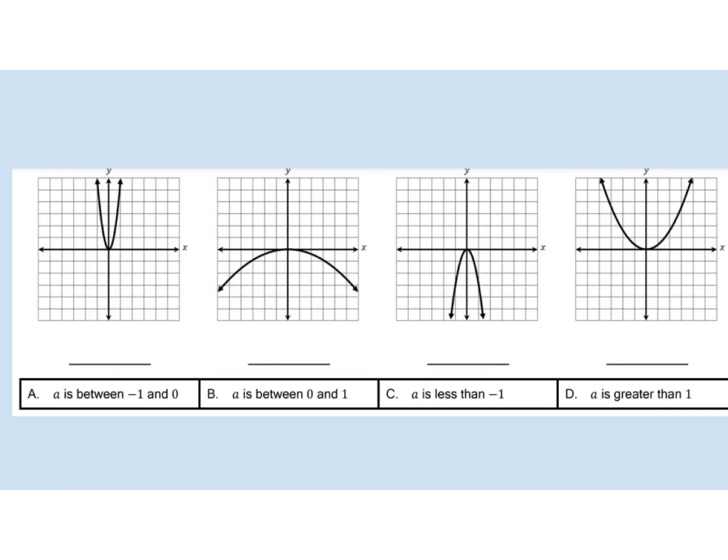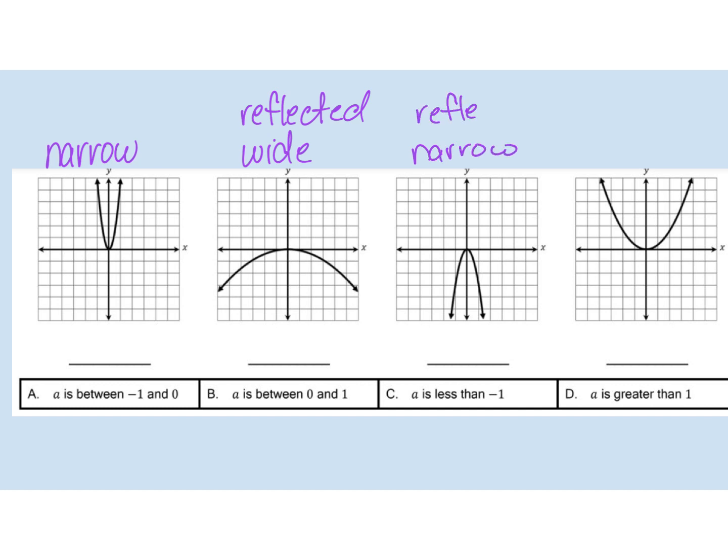All right, so now let's talk about the fact that graphs can be wide or narrow and what all this means. So I'm going to look at this first one. This first one is narrow, so I'm going to indicate that here. So we have a narrow graph. This one is wide, excuse me, and also reflected, right, over that x-axis. This one is narrow and reflected. So we should be looking for something with a different sign. And this one's a little bit wider than the average.